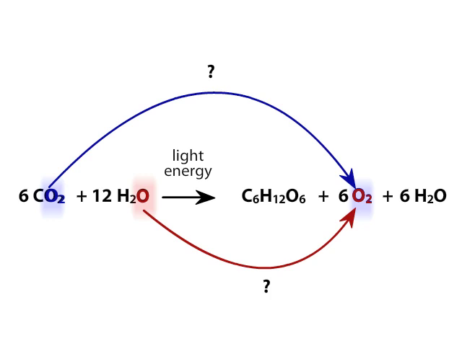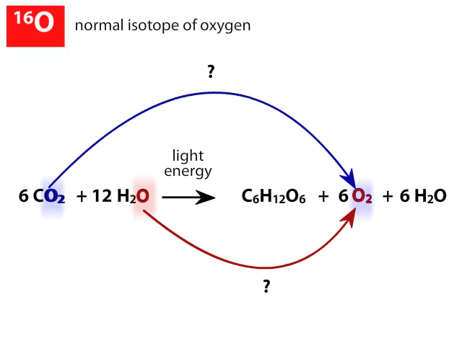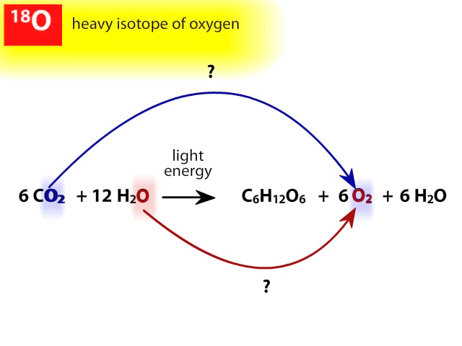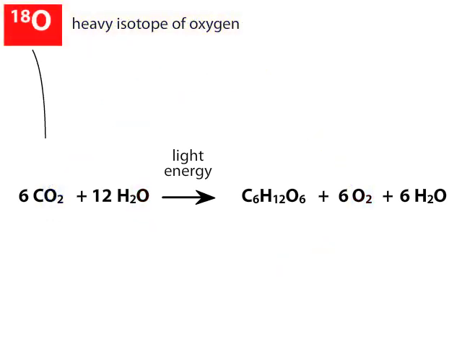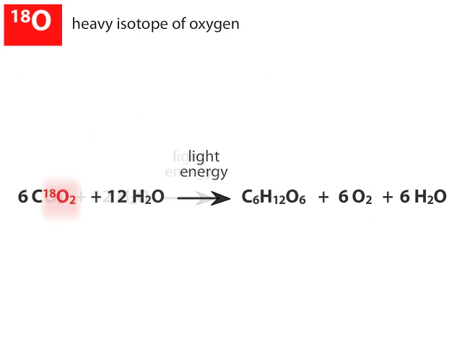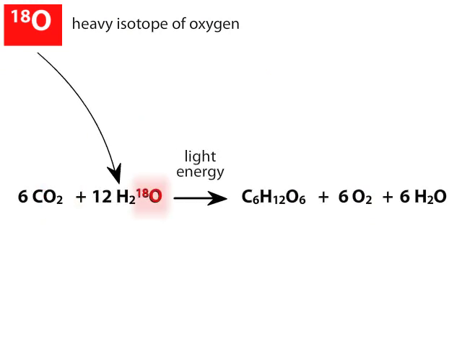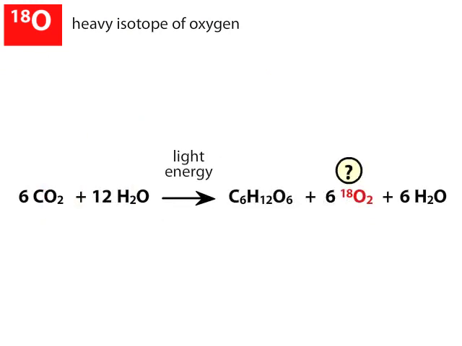The common isotope of oxygen is oxygen-16. By using the oxygen-18 heavy isotope of oxygen to label either the carbon dioxide or water reactants, the source of the oxygen released into the atmosphere can be determined.